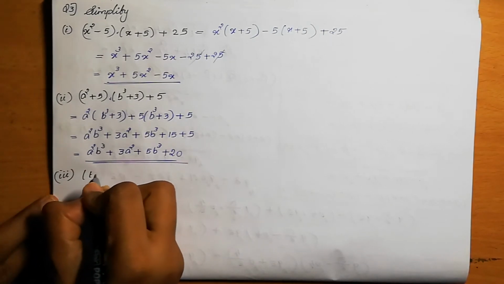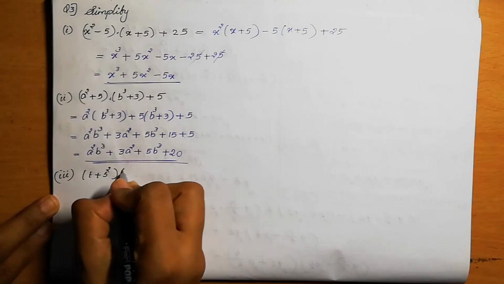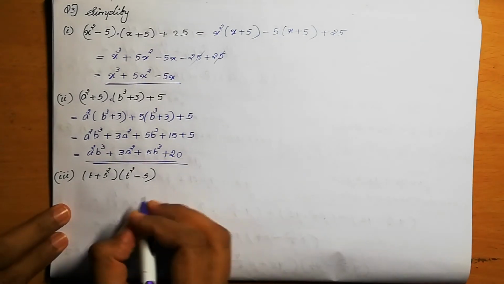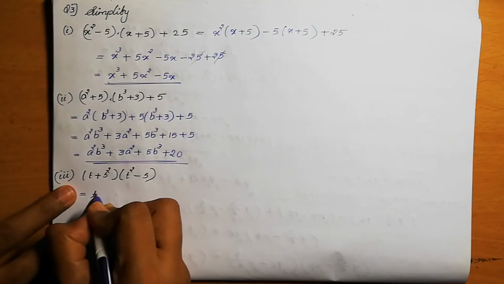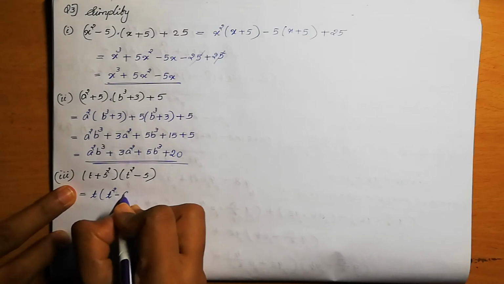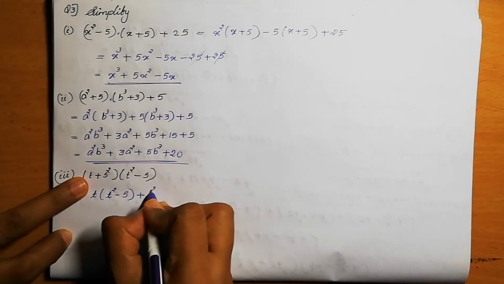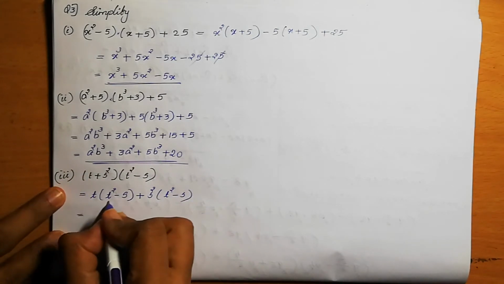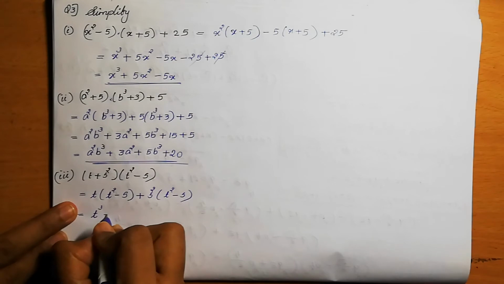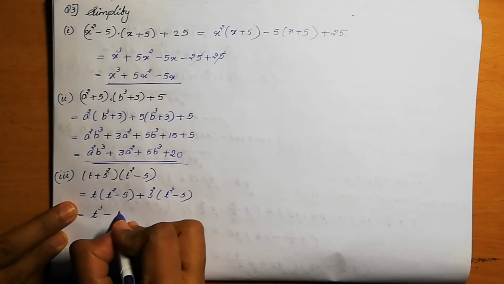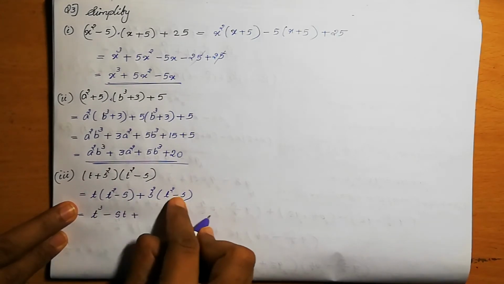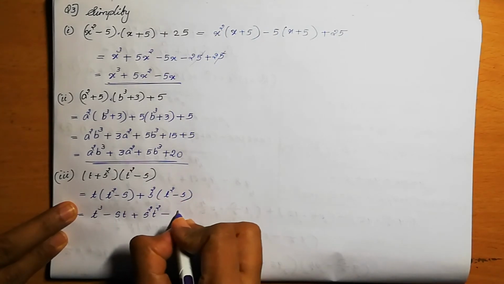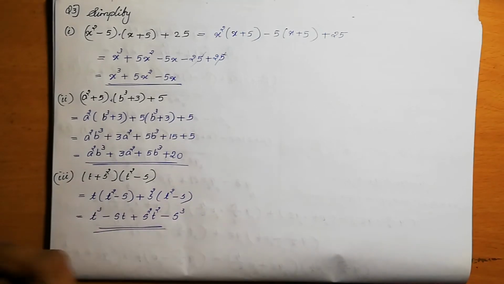Next, third one is t plus x square into t square minus s. T plus x square into t square minus s. That means this is equal to t into t square minus s plus s square into t square minus s. So that is equal to t into t square is t cube minus t into minus s is minus st plus s square t square minus s square into s is s cube. Answer.